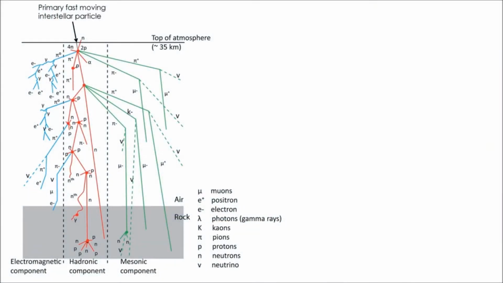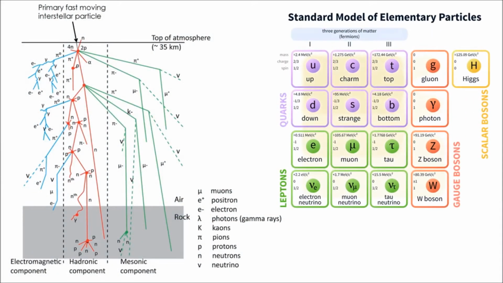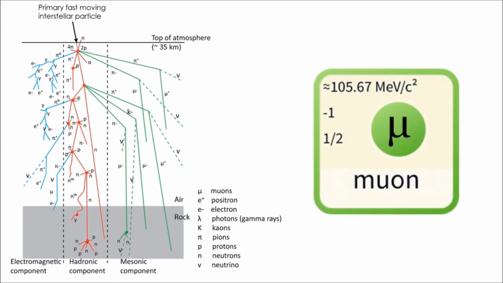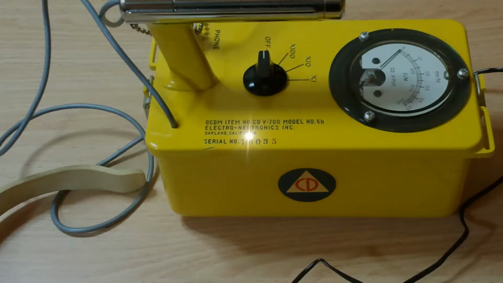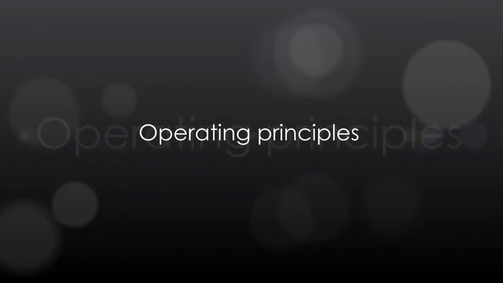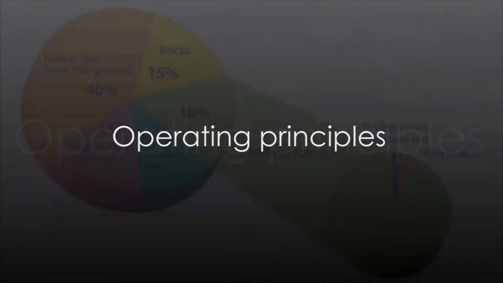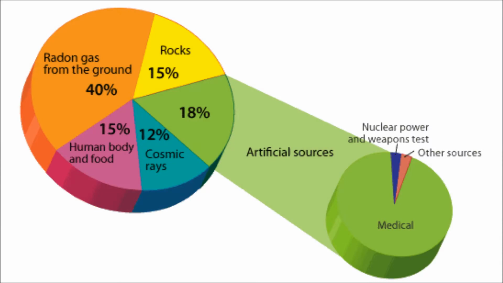Most of these particles interact with the atmosphere. Many are hard to detect, but a particle called a muon, a heavier cousin of the electron, can be detected using conventional radiation detectors like a Geiger counter. However, radiation detectors on their own are not enough to detect cosmic rays, as they are easily drowned out by local background radiation in our environment.